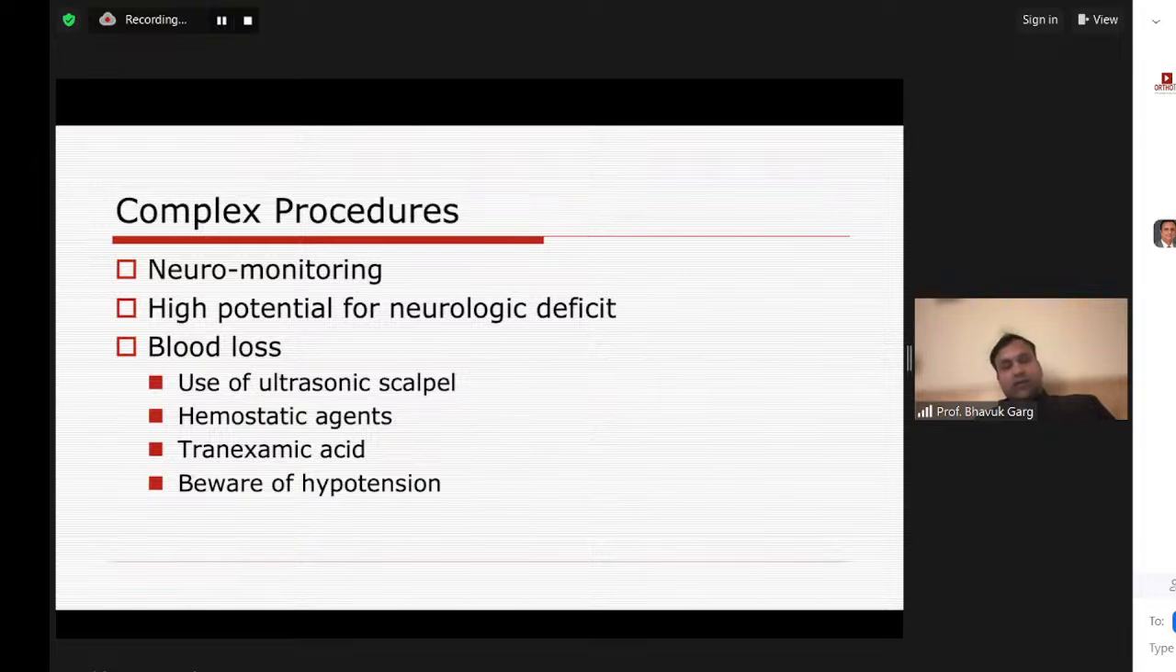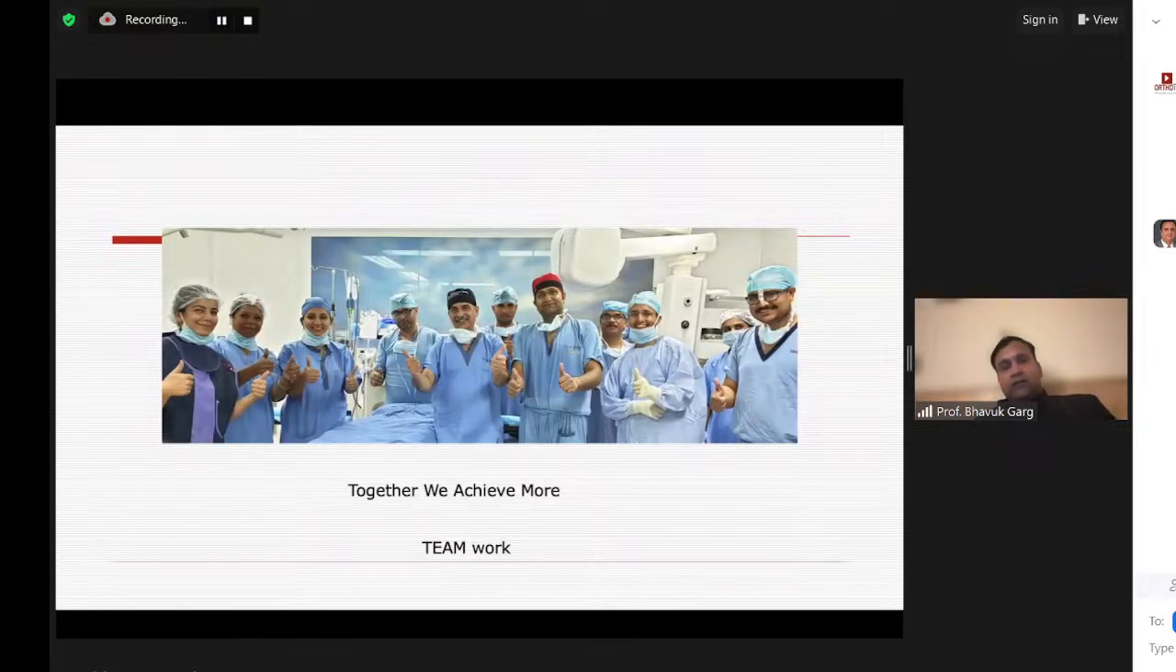Ultrasonic scalpel, hemostatic agents, tranexamic acid. Mean BP should always be more than 80 millimeters of mercury in these cases. And more or less, this is a teamwork, and your team should be fully aware of what you are going to do, and they should be aware of all the steps.